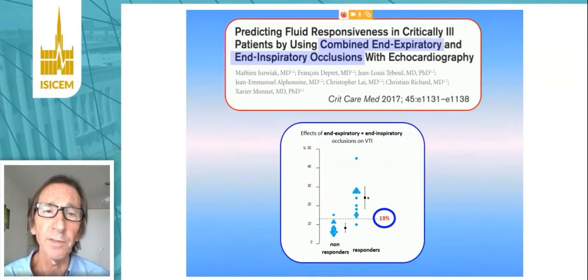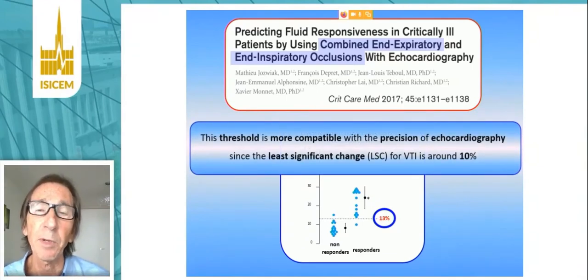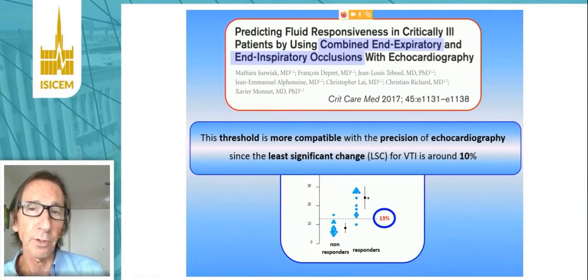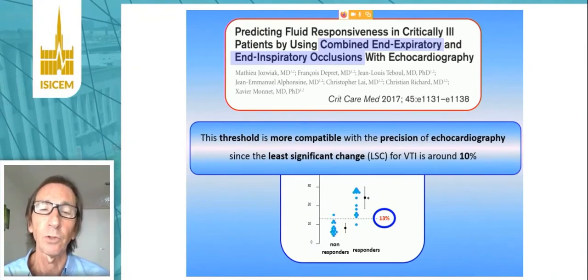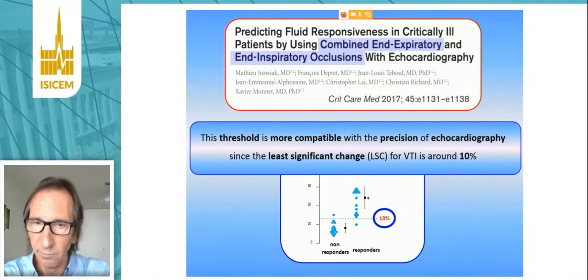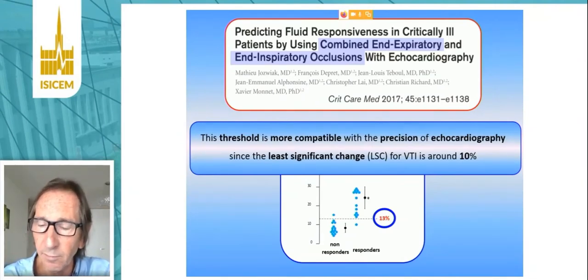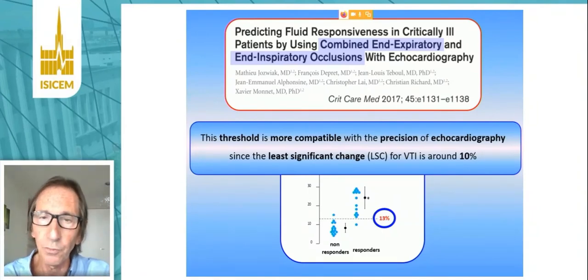And this is why with Mathieu Jozwiak, Xavier Monnet, and others, we propose to combine the effect of end expiratory occlusion on cardiac output and the effect of an inspiratory occlusion on cardiac output using echocardiography. And now, when we added the results in absolute values, we found a cutoff value of 13%, and 13% now is more compatible with the precision of echocardiography. Because, as I said, the least significant change is around 10% for velocity time integral. So if you use echo, you should combine the 2 tests.